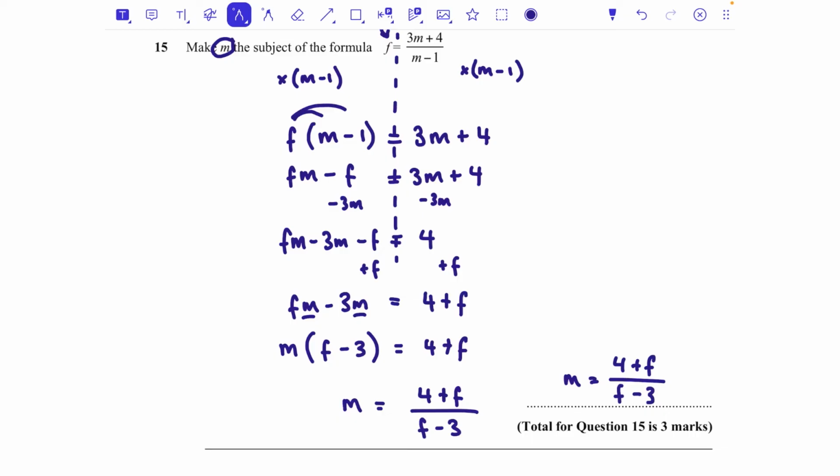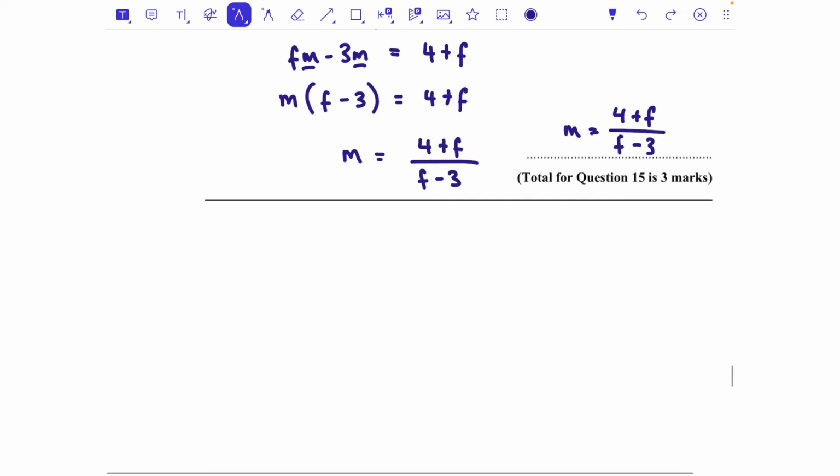So if you put your m's on the right hand side and everything else on the left hand side, it would look the same but maybe a bit negative. So you'd probably have minus f minus 4 over 3 minus f, and that's absolutely fine. It's the same answer, everything's just multiplied by minus 1, so no difference there. I just went the way that made everything a bit more positive.